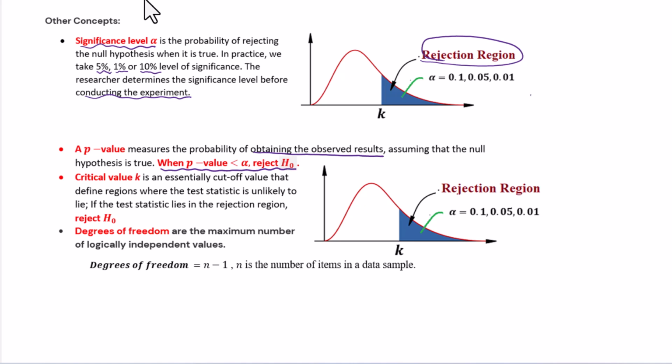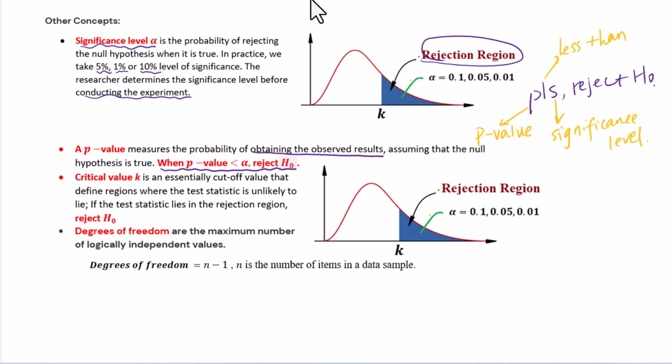We will use "please reject H0" to remember this. This p means p-value. L stands for less than. S stands for significance level.